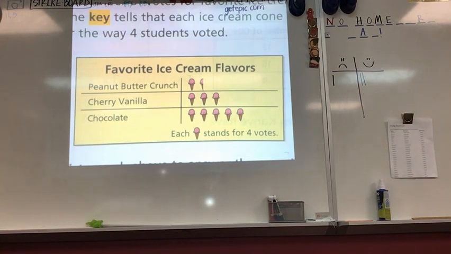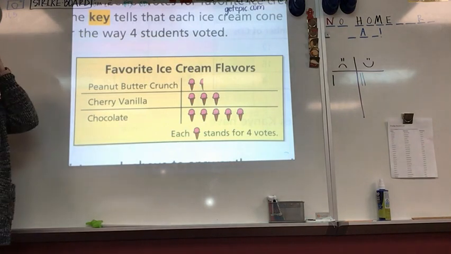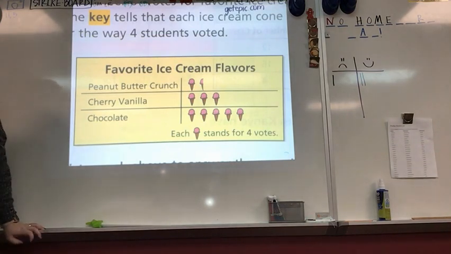I see 1, 2, 3, 4, 5, 6 friends have their hand on their head. They figured it out. How many other people have found the number of votes that we have? What did you get, Eli? 30. I got 26. Are you ready to check with me?